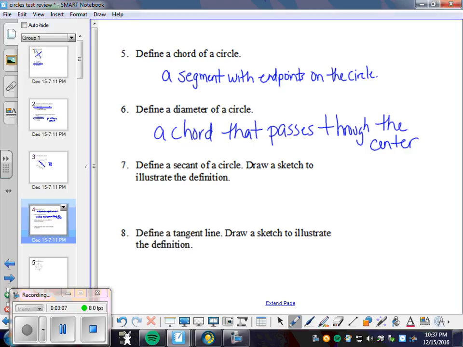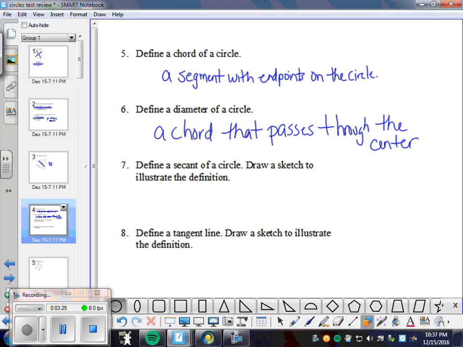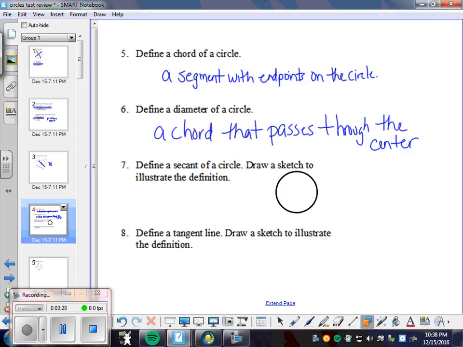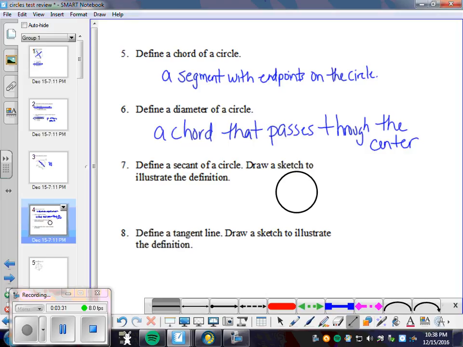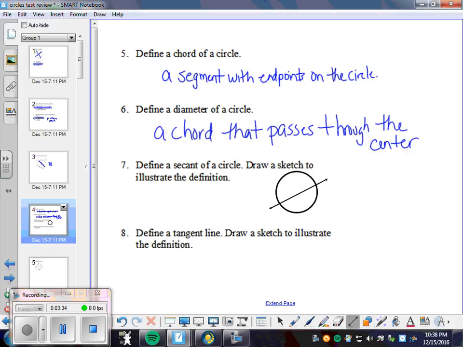Now, a secant of a circle. It says to draw a sketch to illustrate the definition. So, a circle, oh, okay, I'm going to cheat because that looks really bad. So I'm going to pull my little circle right here and draw a circle right here. Now, I'm going to draw a little line because a secant would just go straight through. So your sketch should look something like that. The secant can be anywhere in that circle as long as it goes through it. It has 2 points it touches, but remember it continues. All right, so that's a secant of a circle.